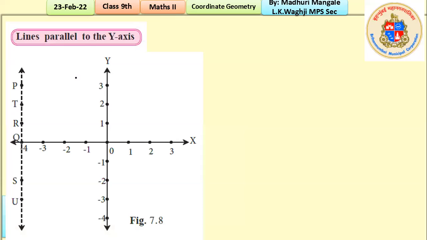Okay, now for this one, this line is parallel to the y-axis. What is it passing through? It is passing through the point 4, on the x-axis. So x equals, sorry, that's -4. The line is passing through the x-axis at -4. So the equation is x equals -4.